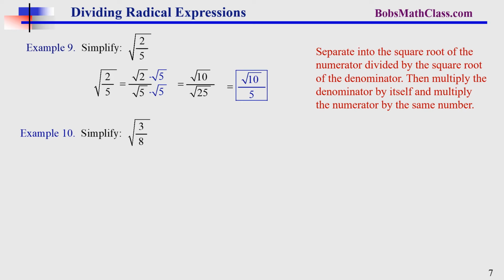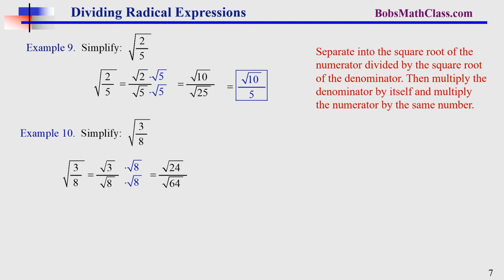All right, let's do number 10 now. Separate it. And then we're going to multiply both top and bottom by the square root of 8. In the numerator, square root of 3 times square root of 8 is square root of 24. The denominator is square root of 64. 8 times 8 is 64.